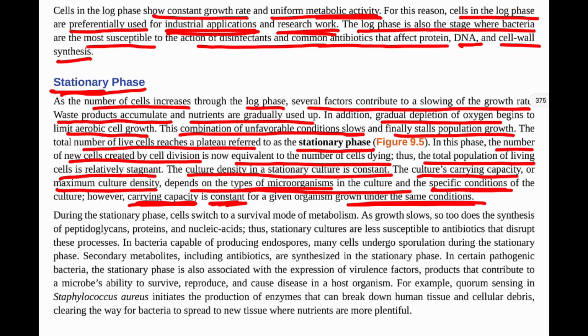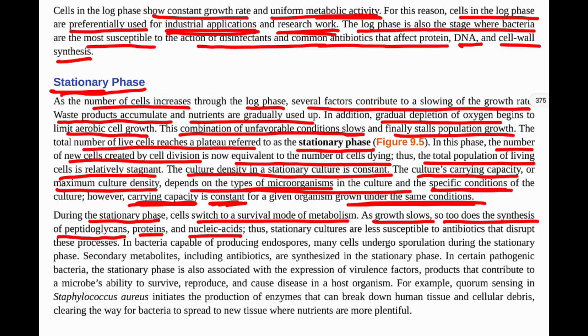During the stationary phase, cells switch to a survival mode of metabolism. So rather than being in the log phase, where they're all happy, using up nutrients and reproducing, in the stationary phase they get into this survival mode. They say, okay, now we're running out of nutrients, we've got a lot of waste around, so our growth is going to slow. Also slowed is the synthesis of peptidoglycans, proteins, and nucleic acids. So the cells are like, hey, wait a minute, there aren't a lot of nutrients, I'm going to slow down making my peptidoglycans, my proteins, nucleic acids, because it's not looking likely that I'm going to be going through binary fission.